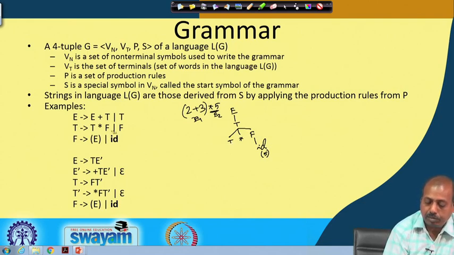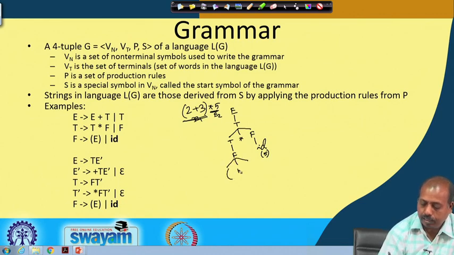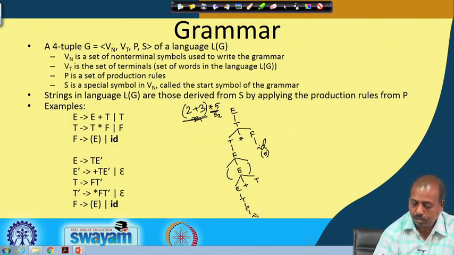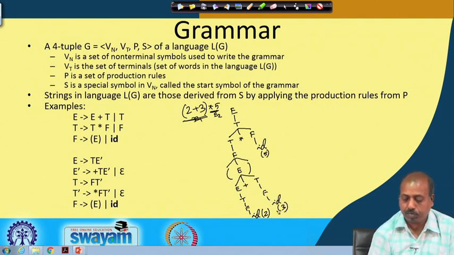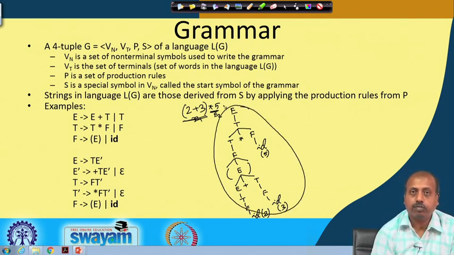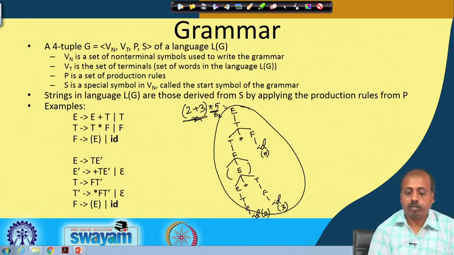Now for the left T, from this left T I have to derive this part, this 2 plus 3 within brackets. So from this T we write F, and from F we write open bracket E closing bracket, and then from this E we have E plus T, and from this E we get T to F to ID, which is 2 in our case, and then this T gives F gives ID, which is 3 in our case. So this is called the parse tree. This will be more clear as we proceed through the remaining part of this course. This is exactly what we are going to do in our future lectures.